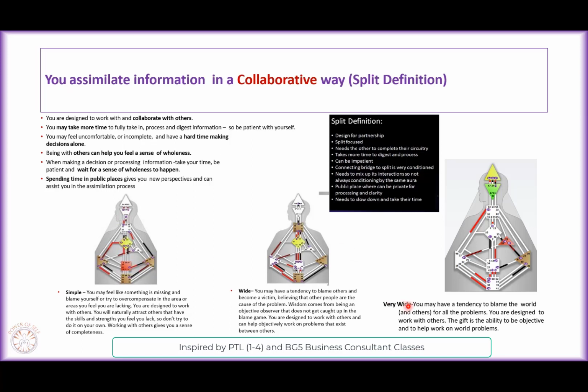Then we have a very wide split. A very wide split may take a couple of channels, or one channel and a couple of gates. So you may have a tendency to blame the world and others for all the problems. You are designed to work with others. The gift is the ability to be objective and to help people work on the world problems. So again, we have the emotional center, we have the ego center. The channel of community is connecting them. And then we could use gate 25, gate 8, or one of these channels here. And then we would also need one of these channels to connect us up to our beautiful, logical, theoretical mind.